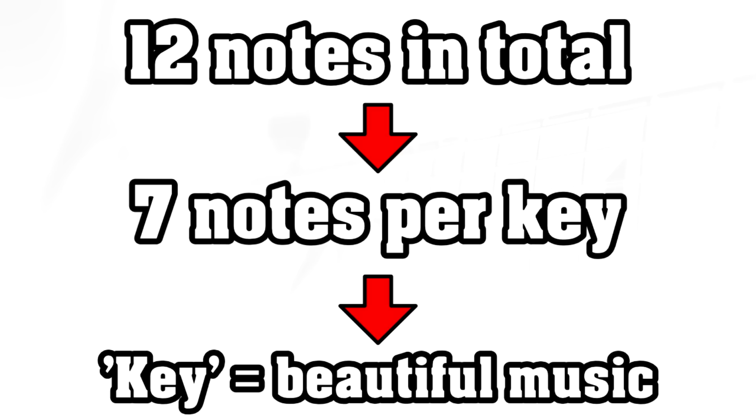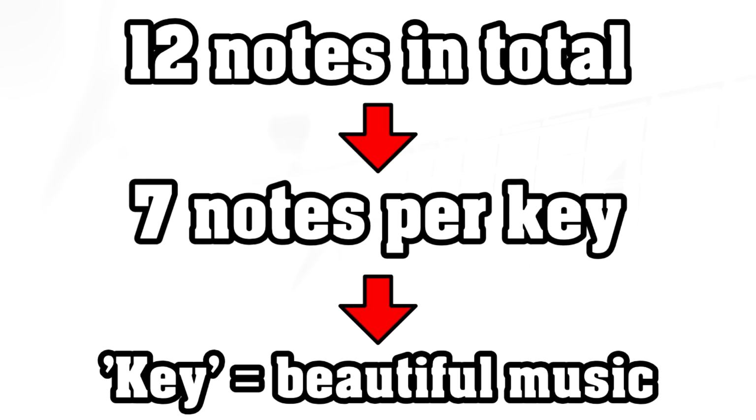As previously discussed, there are only 12 notes in total in our Western music system. When we reduce it down to just 7 notes, which again are determined by choosing any one of the possible 12 starting notes and then playing the major scale from that starting point, that is how we get our key. A key is what allows us to create beautiful music that is pleasing to the ear.